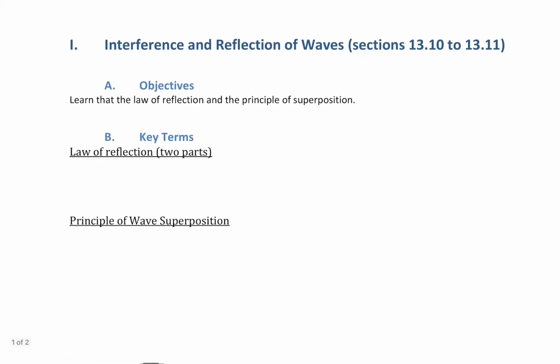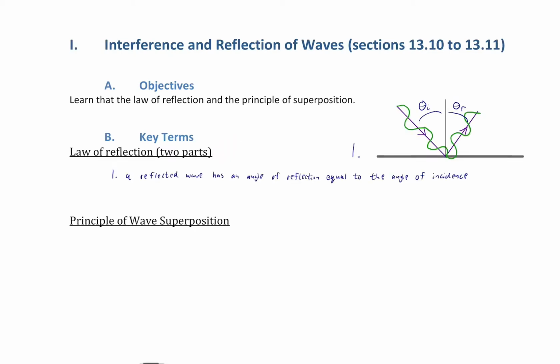Okay, so let's look at our key terms. First of all, we've got the law of reflection in two parts. The law of reflection says that a reflected wave has an angle of reflection equal to the angle of incidence. So this is your incident wave traveling here, with the wave represented in green. Then when it hits a surface, it gets reflected off like so, and the angle as measured with the direction called the normal direction, which is just perpendicular to the surface, must be equal upon reflection.